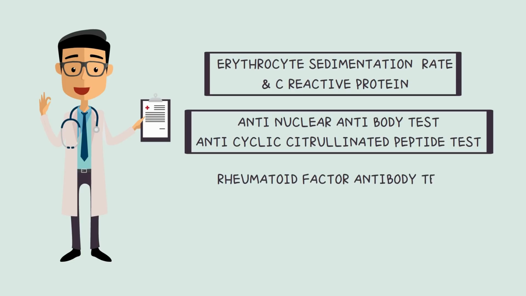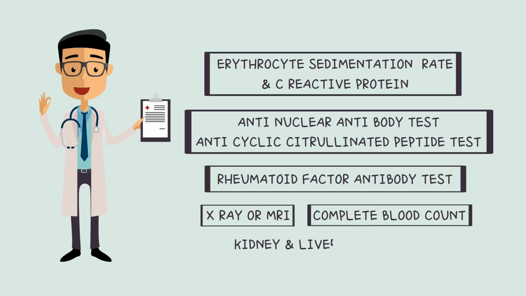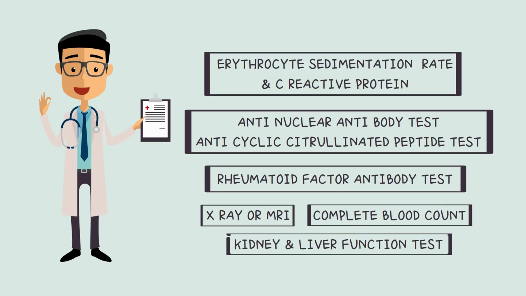Rheumatoid factor antibody test is also done, which can indicate rheumatoid arthritis, but not everyone with rheumatoid arthritis tests positive for RA factor. An X-ray or MRI of a joint can help to identify what type of arthritis is present. X-rays can show how much joint damage you have, and MRI can give a more detailed picture of your joints. Apart from these specific tests, your doctor can also order basic tests like a complete blood count, kidney and liver function tests, as rheumatoid arthritis can affect multiple organs.